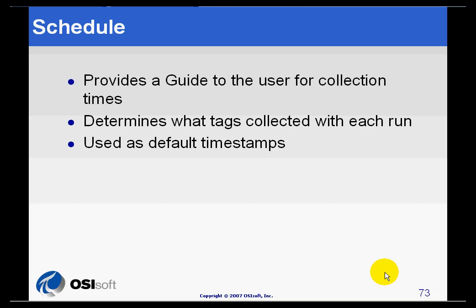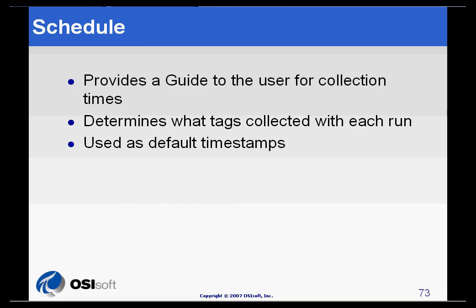We have already seen how we have an ability to schedule our tours, which provides a guide to the user for the collection times. The ability to establish a tour schedule and a different individual schedule for each one of the tags helps us to determine what tags need to be collected with each run. In addition to this, the schedule can be used as the default timestamp for the data that is being collected for each one of the tags.